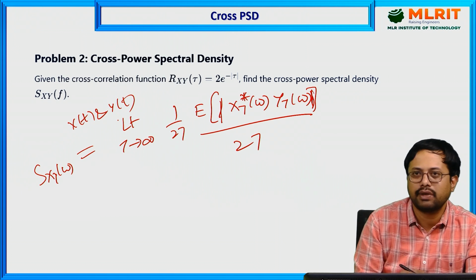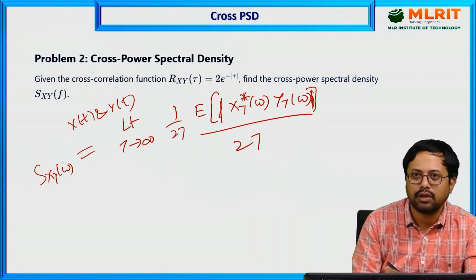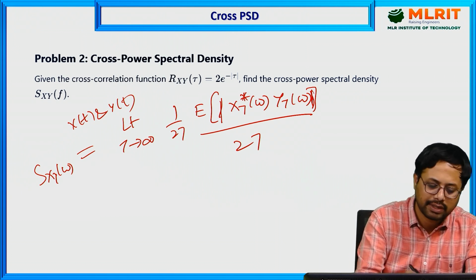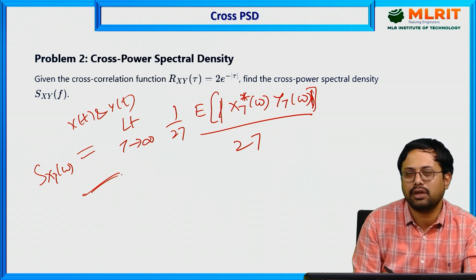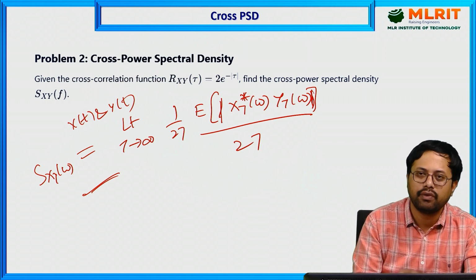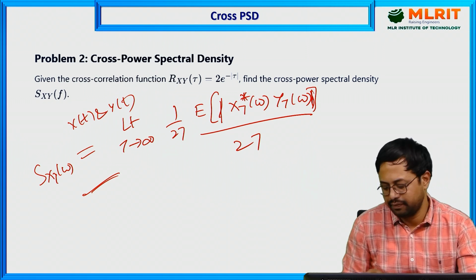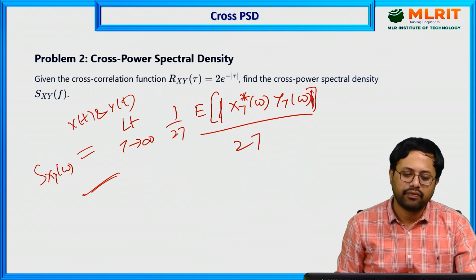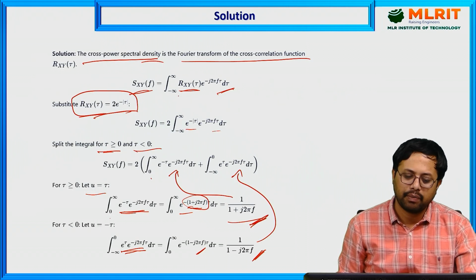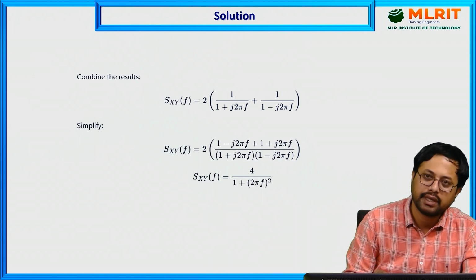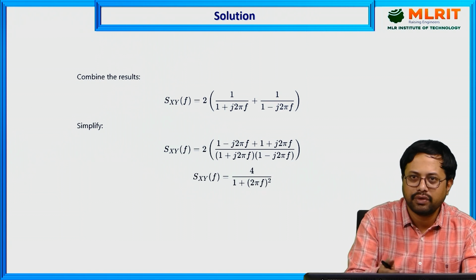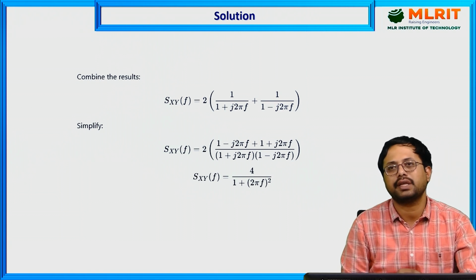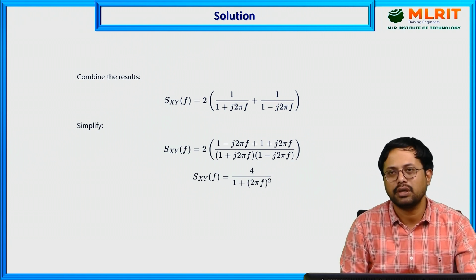The first approach is somewhat easier to solve, and the complexity is less. This is the second approach, and in this way also you can solve the problem. Either way, with any one of the ways, you will get the same result. In this session we have discussed the problems related to cross PSD, and we have discussed the definition and the significance of using the cross power spectral density.